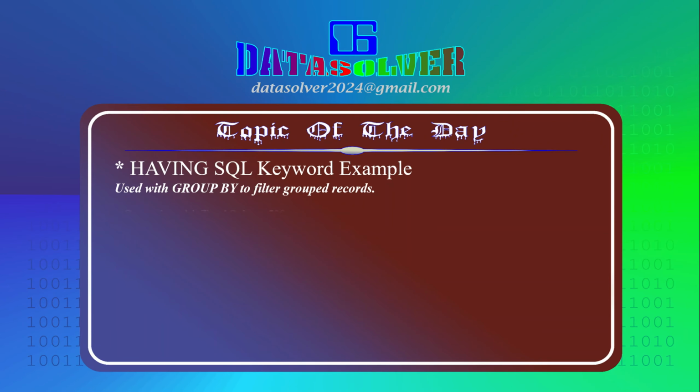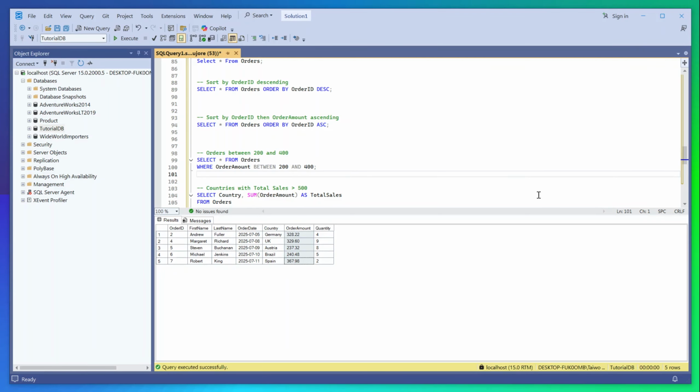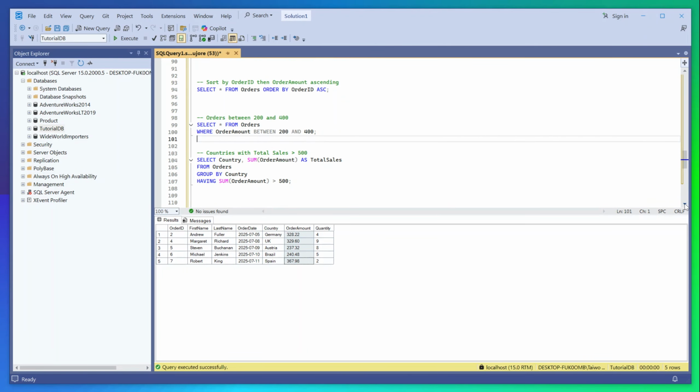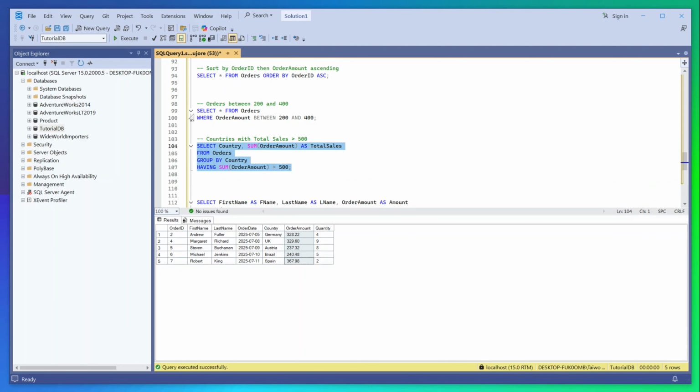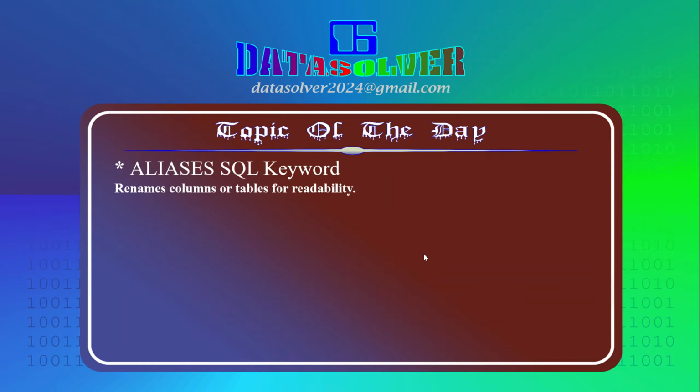So let's see, our next is HAVING, used with GROUP BY to filter groups. So let's try our HAVING command, see what it's going to do. So the HAVING displays France and Sweden, and the condition that makes it work is because of using HAVING sum. Select country, sum order amount as total sales from orders group by country having sum order amount greater than 500. You can see France and Sweden are greater than 500. That's HAVING for you. And I think this is the last one.